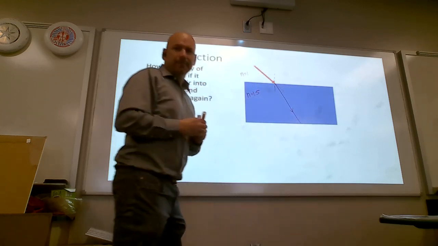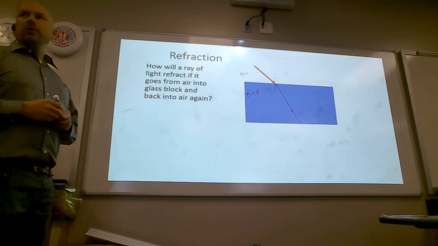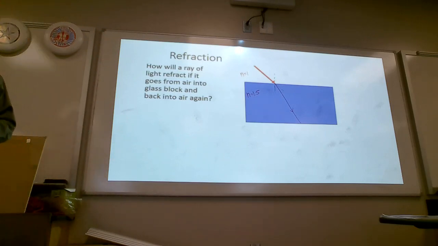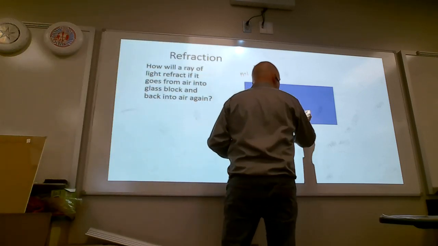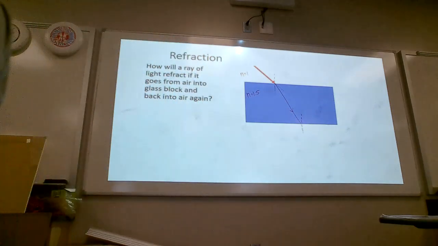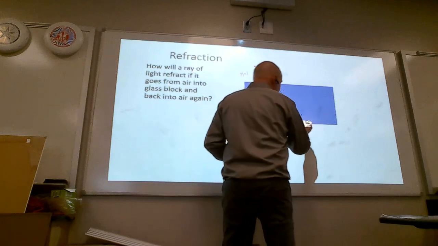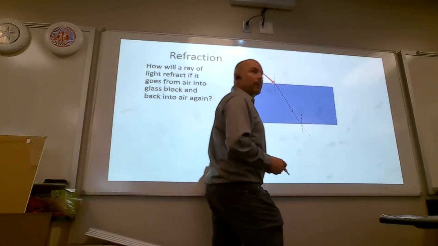Okay, good at that. And show me with your arm the normal line as it goes from glass back into air. Tell your neighbor what it's going to do. Okay, here's no refraction. It's going to bend away from the normal line.